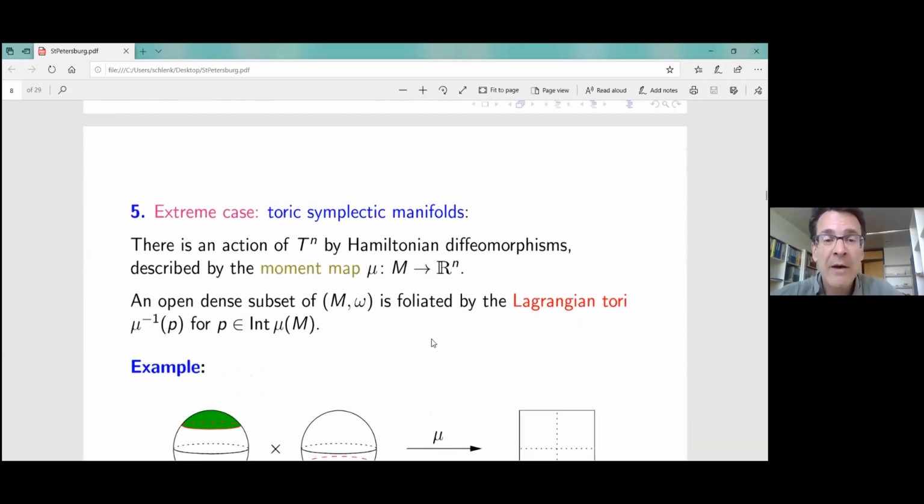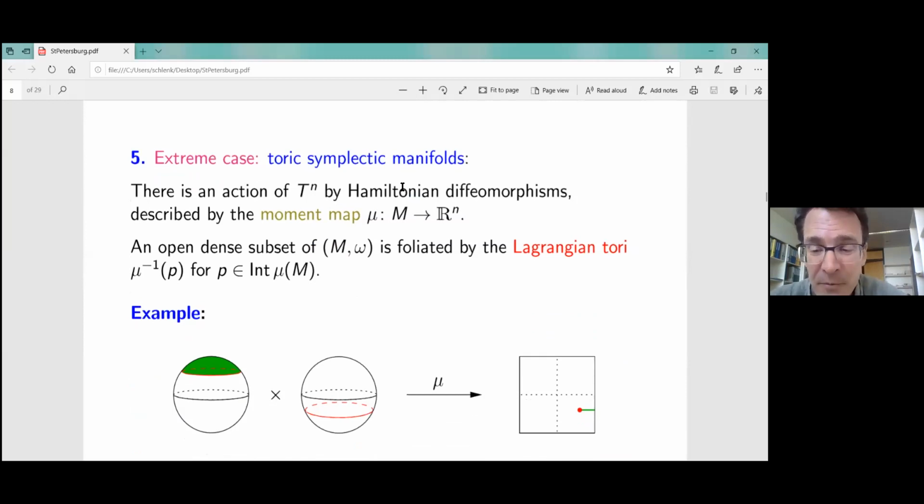Good. So now I exaggerate this. I take as before such an Arnold-Liouville situation, but now I even assume that everything fits up extremely nicely, everything closes up, and what I want to assume is that there is a moment map. The whole dynamics is given by a T^n action by Hamiltonian diffeomorphisms. It's a subcase of the previous one.